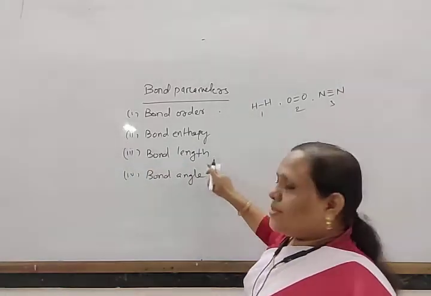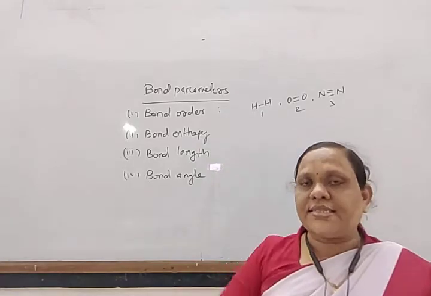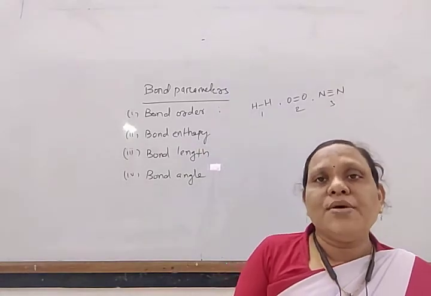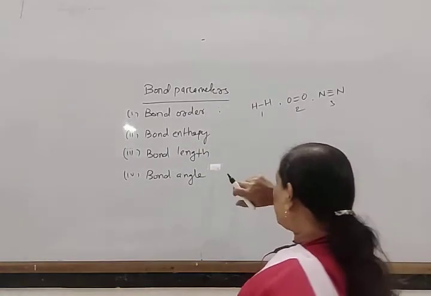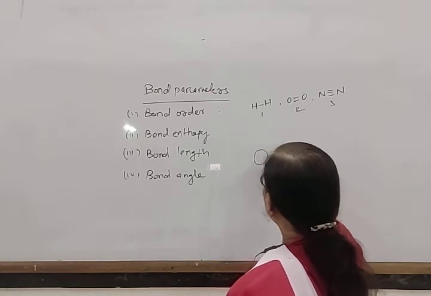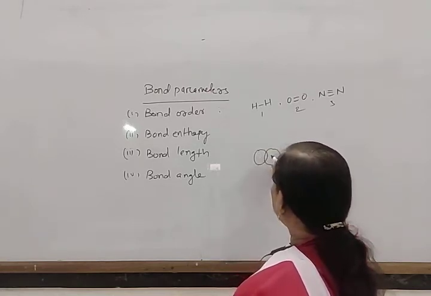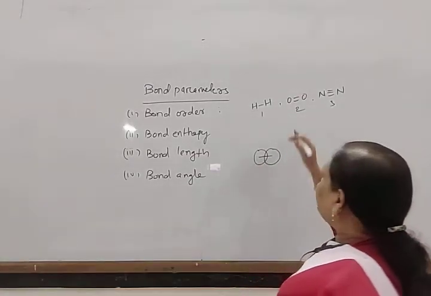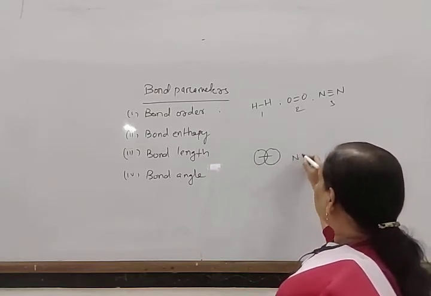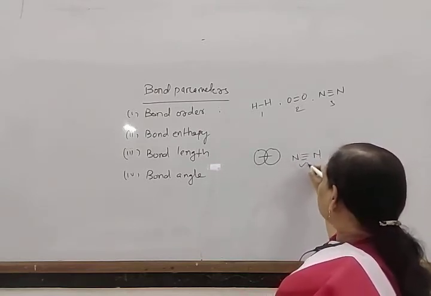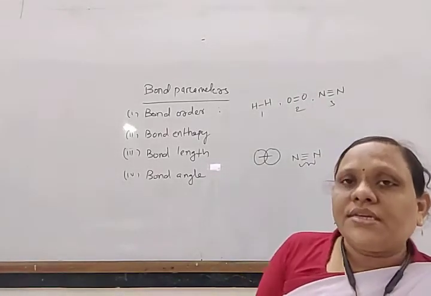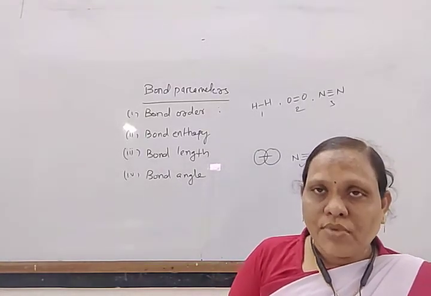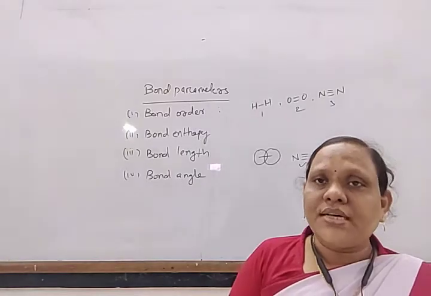So next, bond length. The internuclear distance between the two bonded atoms in a molecule is known as bond length. Suppose this is a hydrogen atom and this is another hydrogen atom, and it forms a bond. The distance between them is known as bond length. Similarly, for nitrogen, the distance between one nitrogen atom and the other is its bond length.